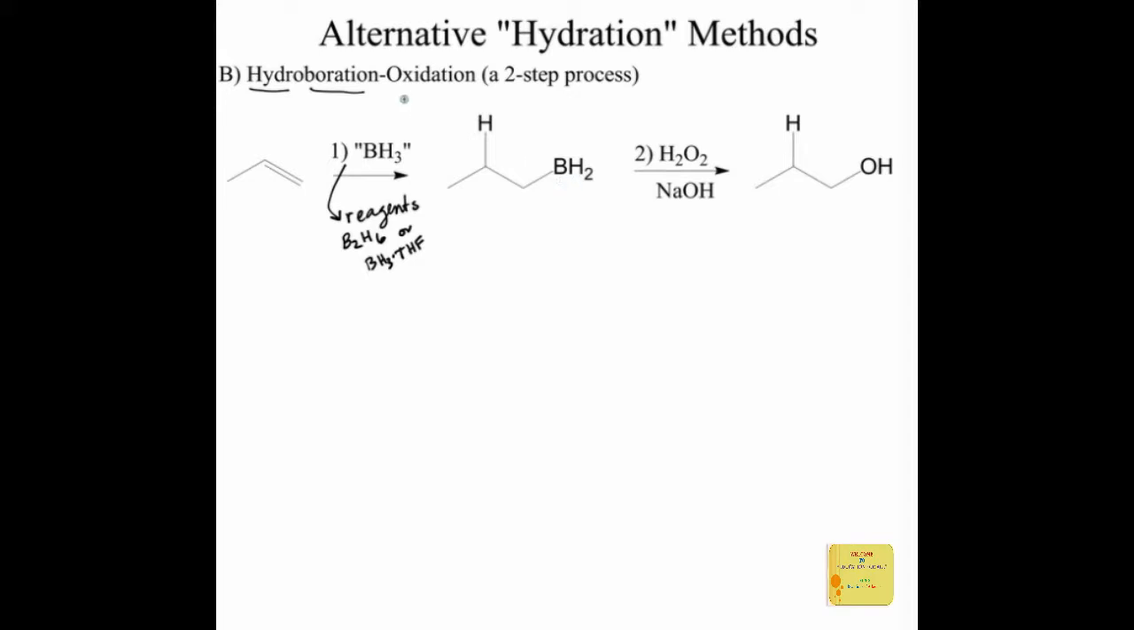Okay, our second step is an oxidation step. That means we're adding some oxidizing agent, and in this case what we typically use is hydrogen peroxide. And in our oxidation, we're going to replace the boron group with an OH.